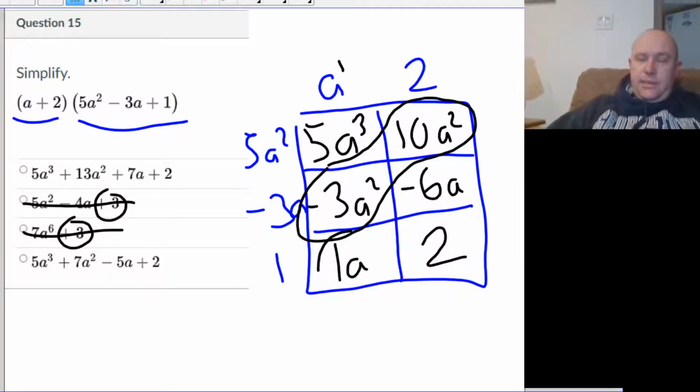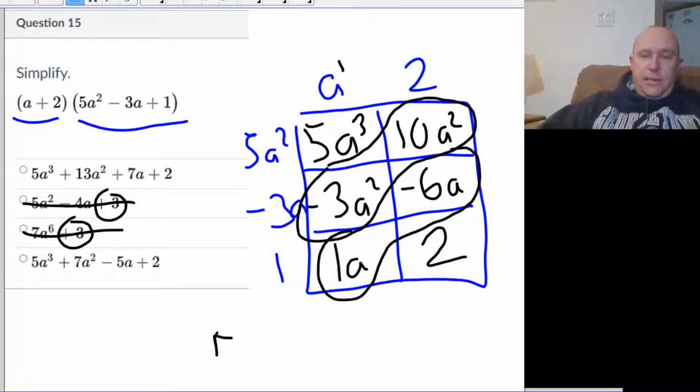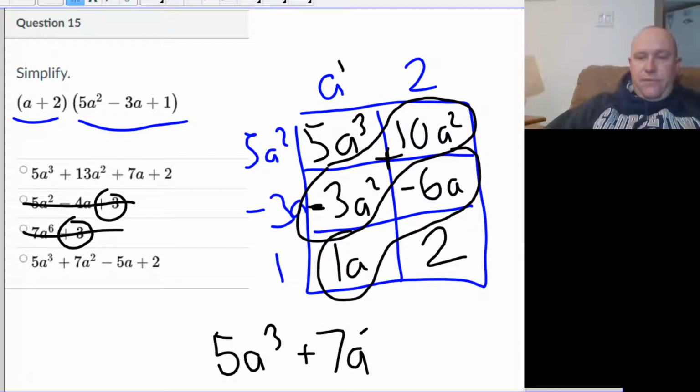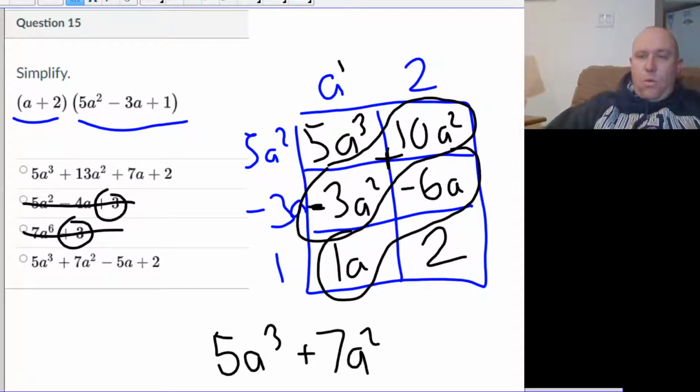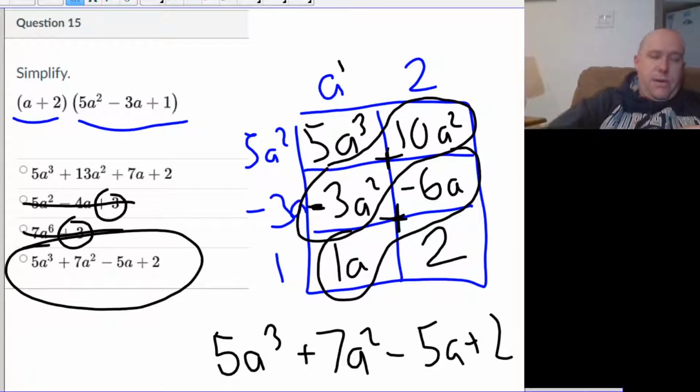Look for those like terms on the diagonals. So we want to combine a squareds with a squareds and a's with a's. Starting in the top corner, you could see that it was 5a cubed. Negative 3, and that negative sign is really important here. Negative 3 add 10 is positive 7, and that should give us the answer. Now, if we miss the negative sign and did 3 add 10, you might pick 13 actually as the wrong answer. So those negative signs are important, so make sure you make them big enough that you can see. 1 add negative 6 is negative 5. And then the 2 in the bottom corner will tell you that that is going to be your correct answer.